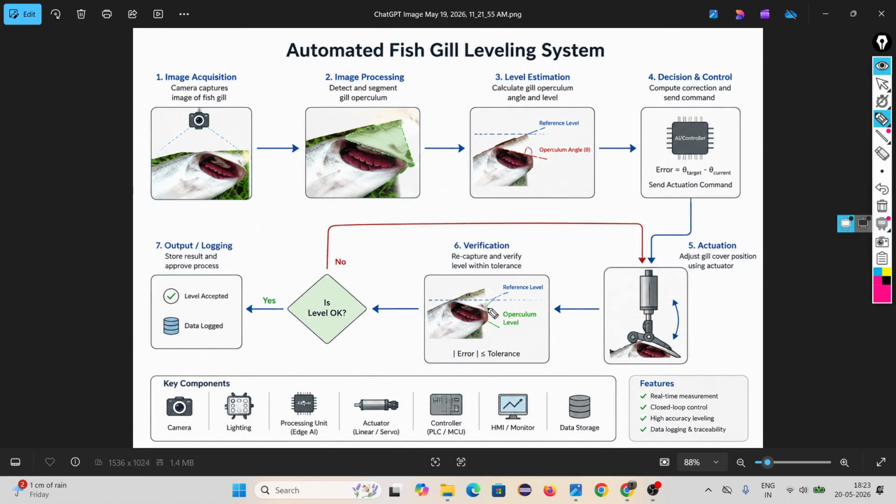This cover helps in respiration. Oxygen is dissolved in water. The fish directly consumes this oxygen from the water. And the oxygen rate and the respiration rate in fish is high.